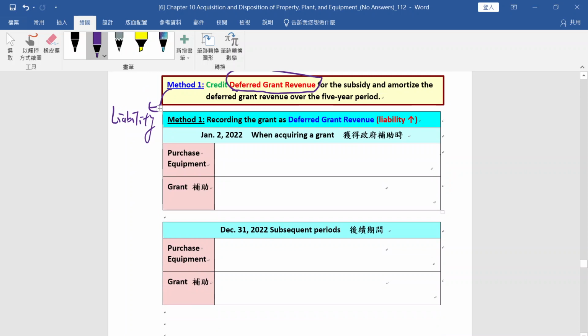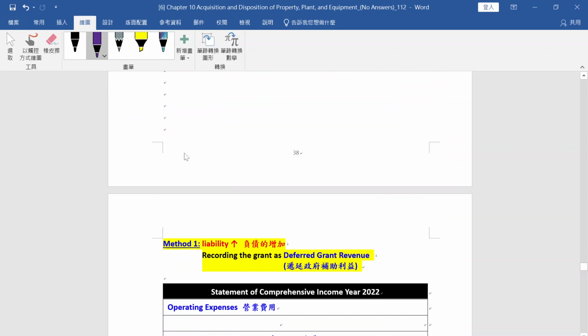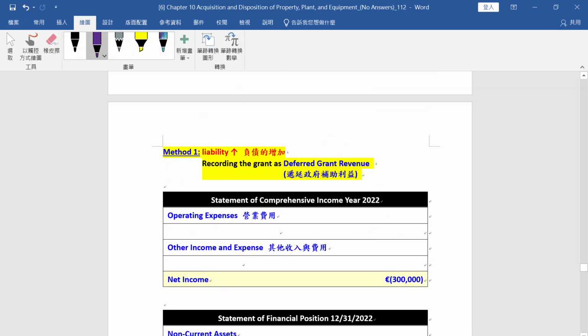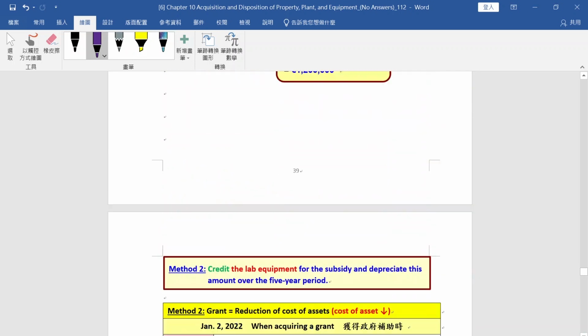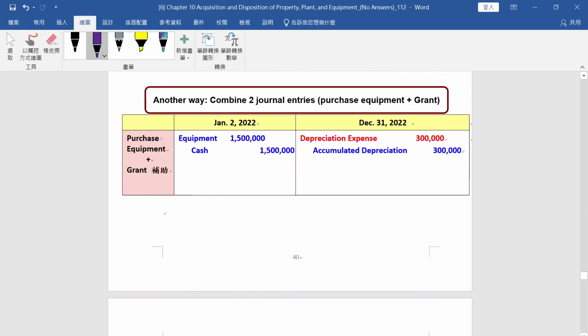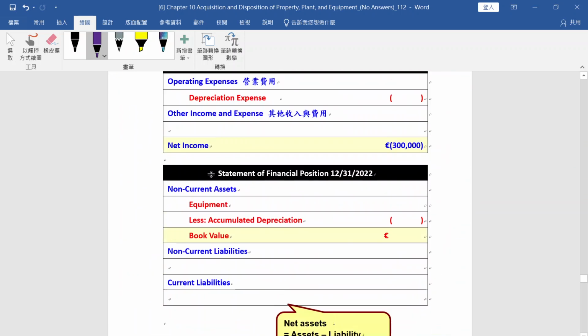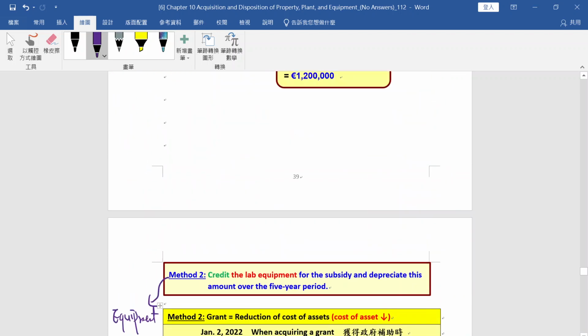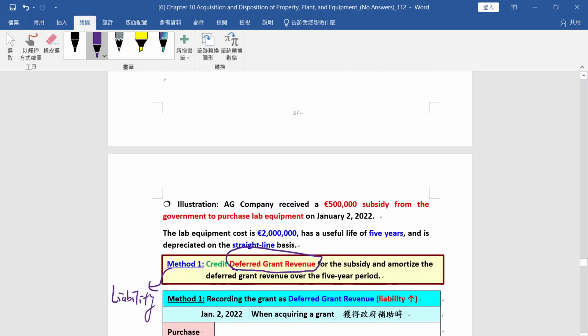Also, for the subsequent periods, 38. Oh, so please finish 38 or 40 is the second method. 40 is the second method. You decide to record equipment decrease. So that's 40. So please finish 38 to 41. Two methods.